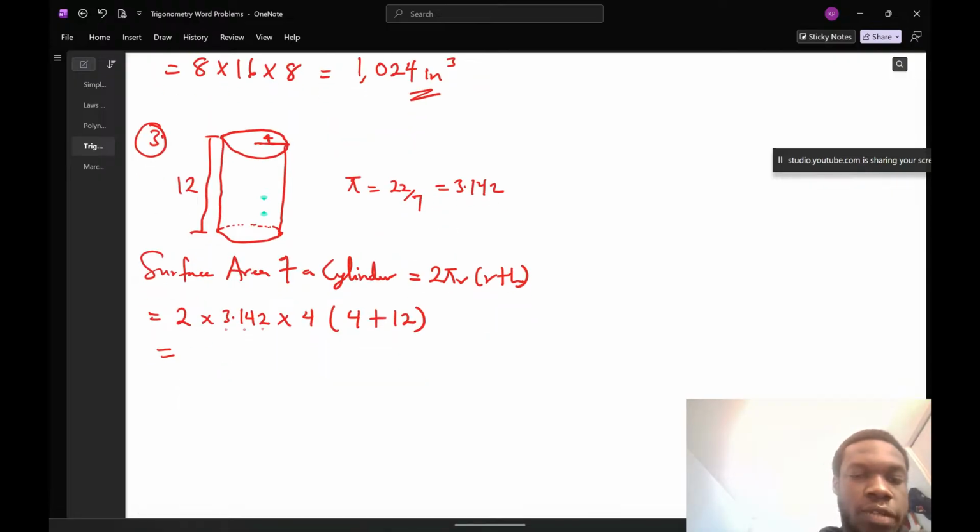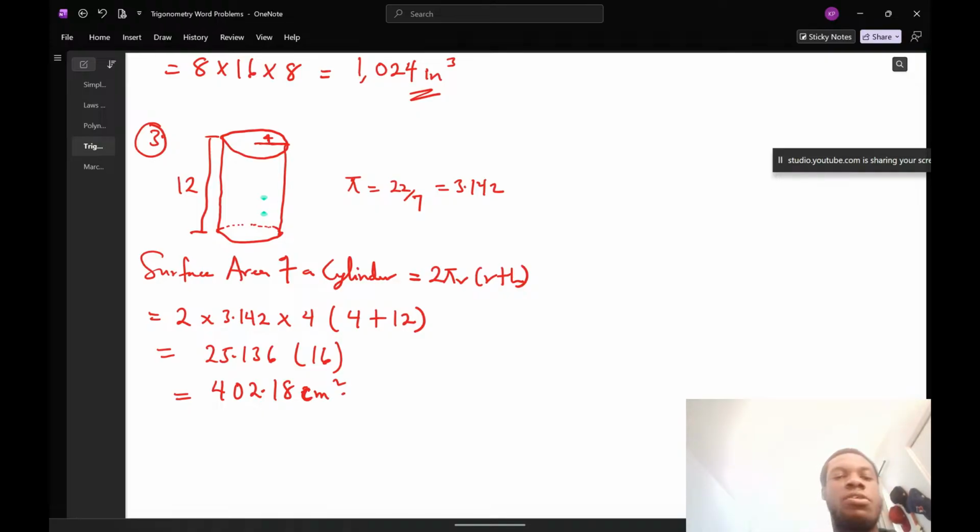So 2 times 4 is 8. So 3.142 times 8 will give us 25.136 into 4 plus 12. 4 plus 12 is 16. So 25.136 times 16 gives us 402.18 inches. No, let's say centimeters squared. We'll be using inches throughout.